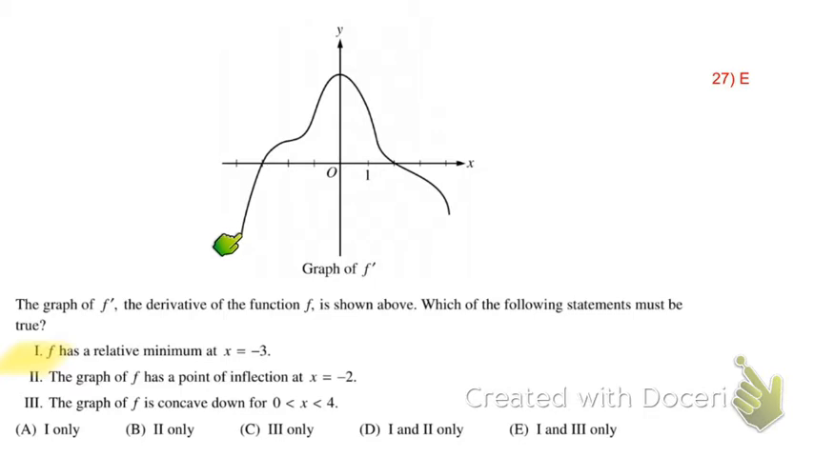So the original function will be concave up here because it's increasing, but then it reaches a maximum and it starts going down, decreasing. Therefore, yes, the original function is concave down on 0 to 4. So 3 is also true. Therefore, correct answer is answer choice E.